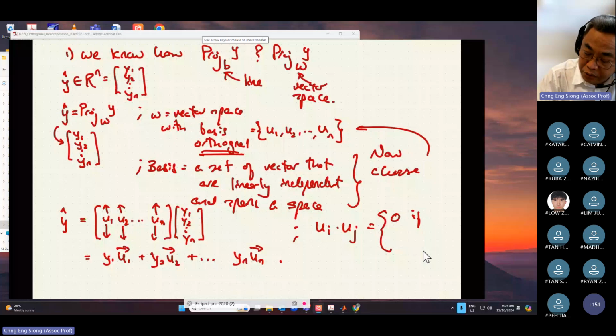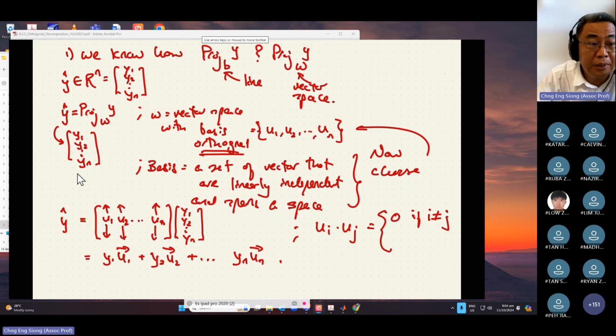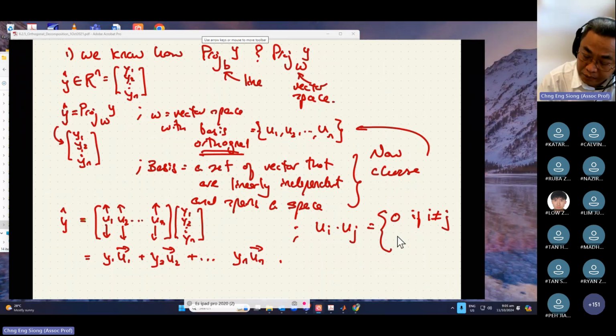ui dot uj is 0 if i is not equal to j. So that means u1 is orthogonal to u2, u1 is orthogonal to u3, u1 is orthogonal to u4, and so on. But equal to what if i equals j?